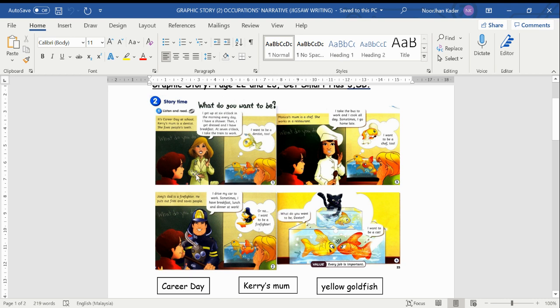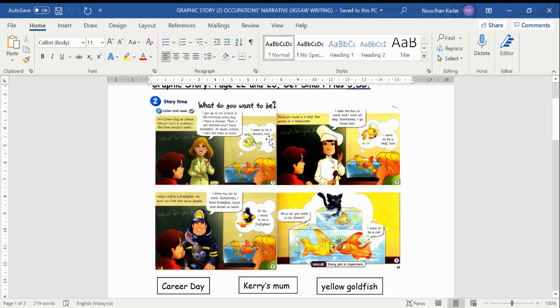Okay, this is Carrie's mom. And these two children, they are actually the audience. So you don't have to really take note of these two because they're just inactive characters. So you have to take note of Carrie's mom, the person who is giving speech in every frame, and also the goldfish, both goldfish. One the yellow goldfish and also the orange goldfish.